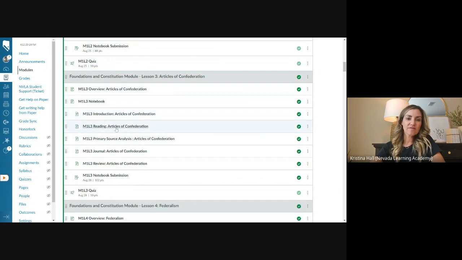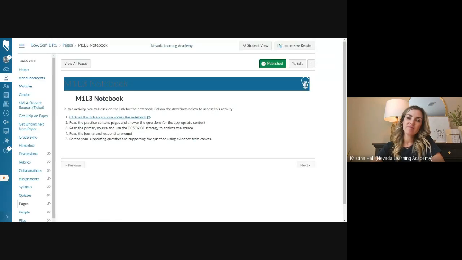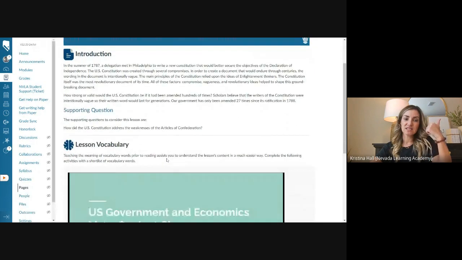And we left off in the readings. So remember, that's where you get your notebook right here. You open it up, remember, save it to your drive, make it shareable. We did the essential question, the supporting question: how does the U.S. Constitution address the weaknesses of the Articles of Confederation?